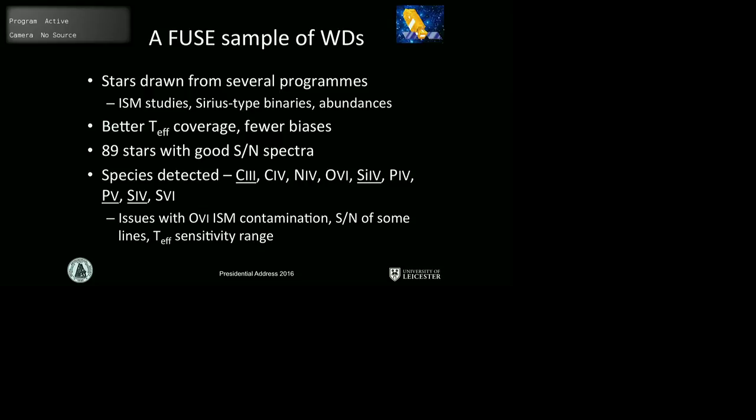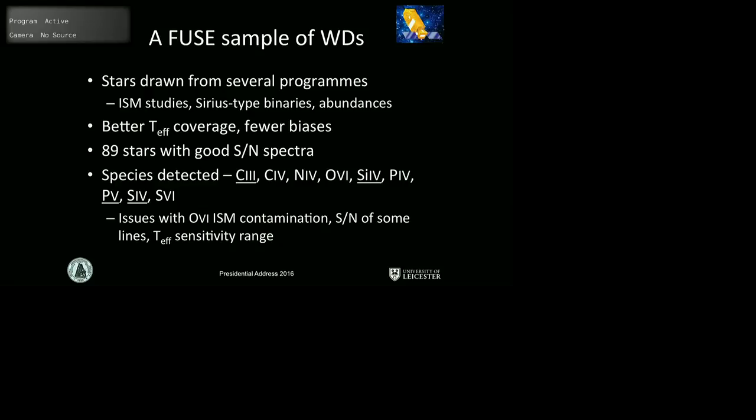So a really important probe of this was the FUSE space mission. FUSE is a far ultraviolet mission which flew for about 10 years from the late 90s to the early 2000s. The important thing about FUSE is that it observed white dwarfs as background sources for studying the interstellar medium and trying to observe deuterium in the interstellar medium. So for the first time, we had a quite unbiased sample of white dwarfs from the ultraviolet part of the spectrum. The stars were drawn from several programs, and so we had nice broad temperature coverage.